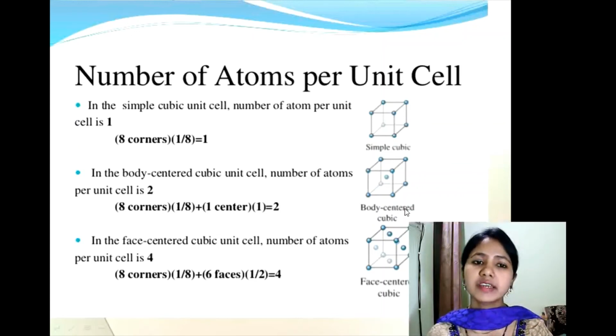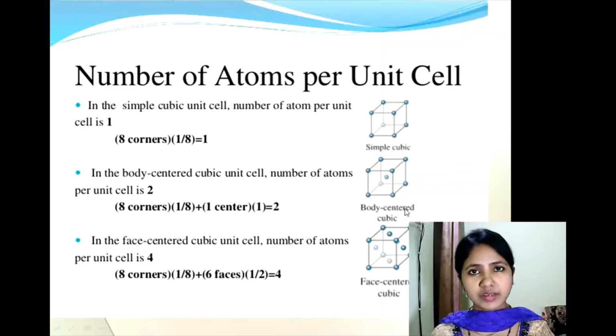So in this way we can calculate the number of atoms per unit cell. The first one, in a simple cube the number of atoms is 1. In case of BCC or body centered cube the number of atoms is 2. In case of FCC or face centered the total number of atoms is 4. This is very important for your exam.